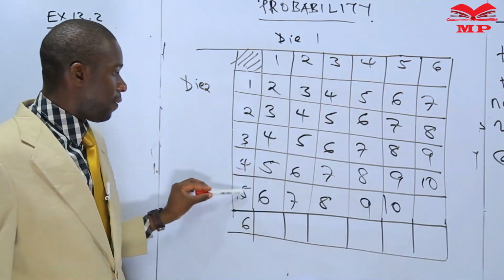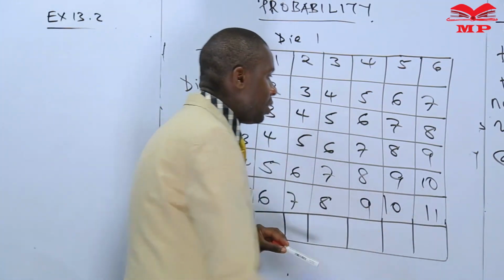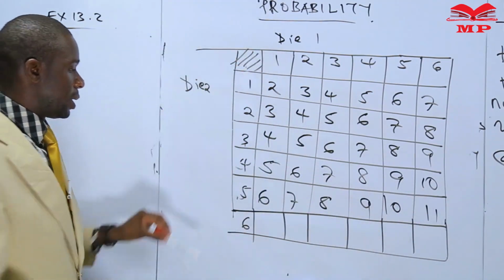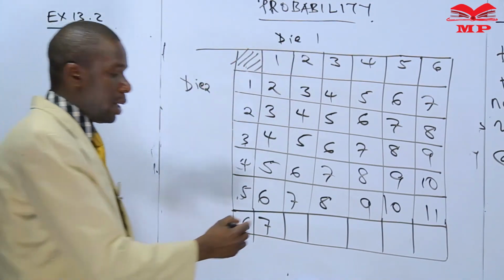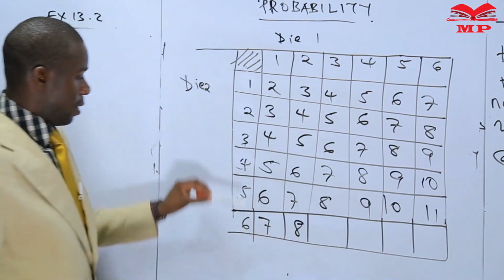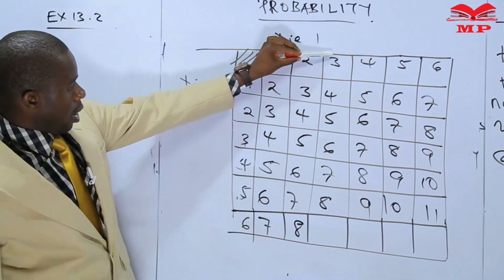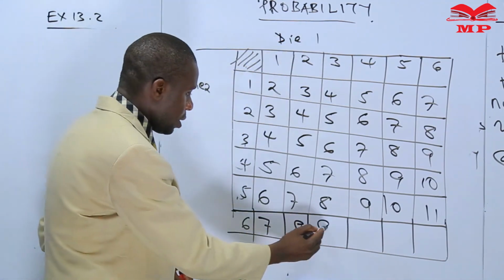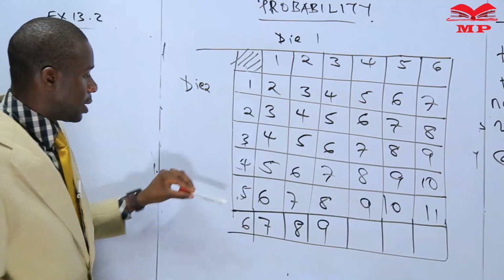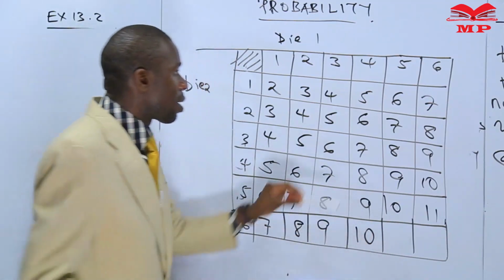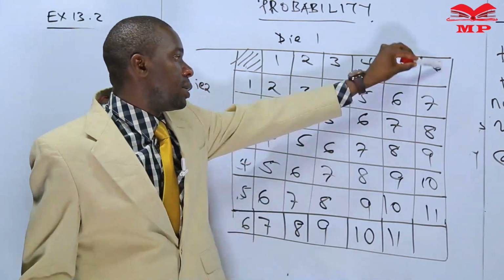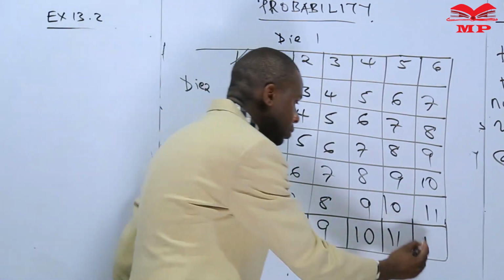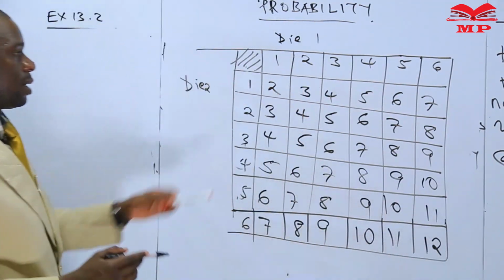6 plus 5, 11. Then 1 plus 6, 7. 2 plus 6, 8. And then 3 plus 6, 9. 4 plus 6, 10. 5 plus 6, 11. And then 6 plus 6, 12. So we can have that way.